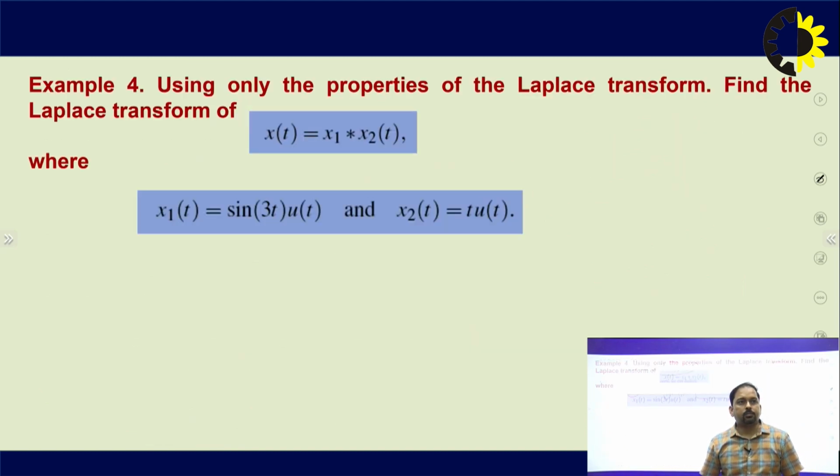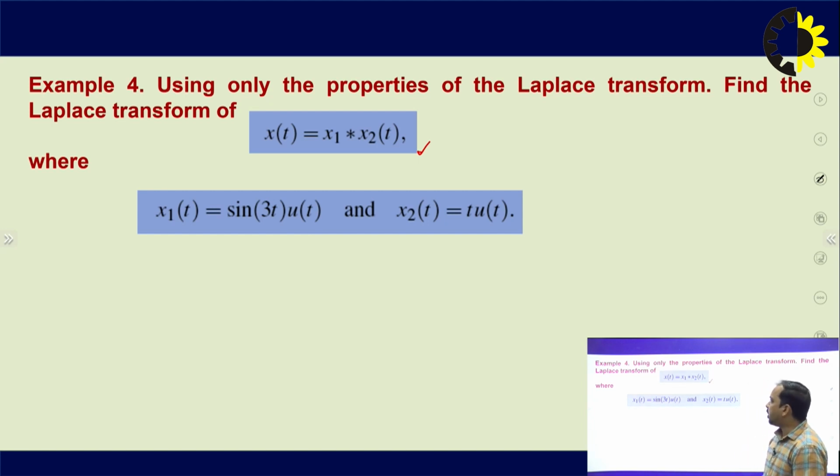Next, again we have to utilize the properties of Laplace transform to find the convolution basically, x equals x1 of t convolved with x of t.